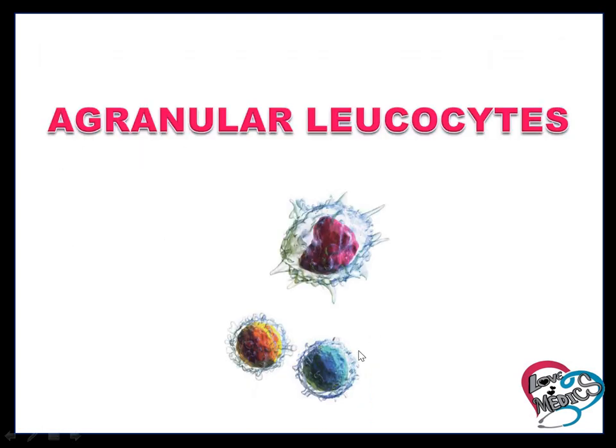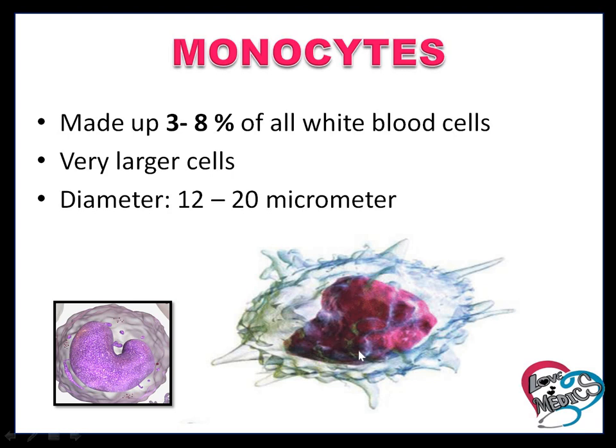Now the agranular leukocytes. Agranular leukocytes are monocyte and lymphocyte. Now the monocyte makes up 3 to 8% of all white blood cells. They are the largest cells, which means it is the first largest cell. The second largest cell is neutrophil and eosinophil. The diameter of monocyte is 12 to 20 micrometer.